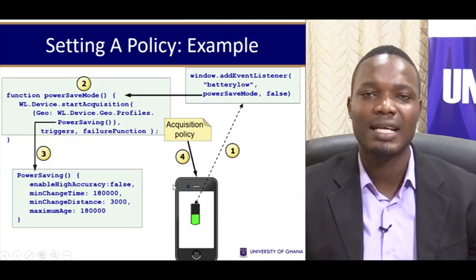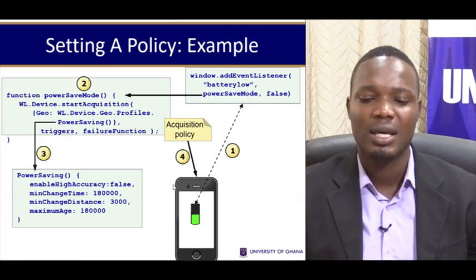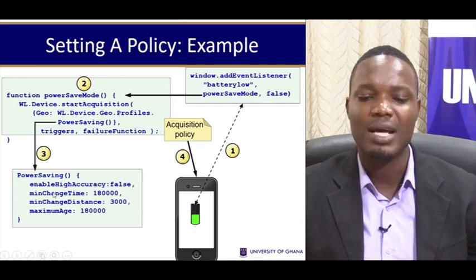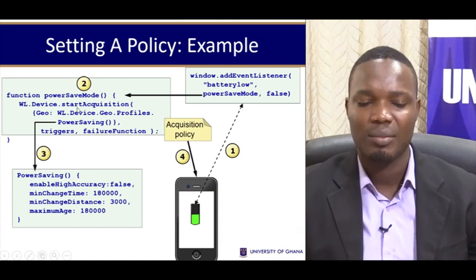So now we are looking at an example of how to set a policy. Here we have an event listener, which is checking the battery mode. If it's power save mode, then the acquisition policy gets triggered and changed to power saving, and then we have the settings for the power saving being used on that acquisition policy.